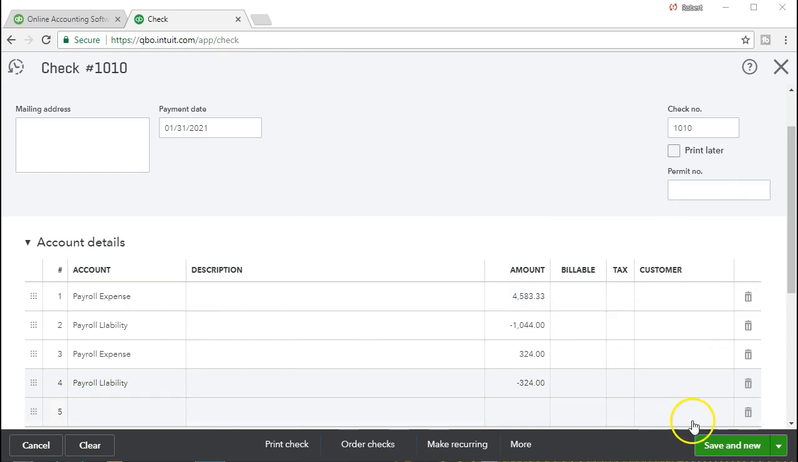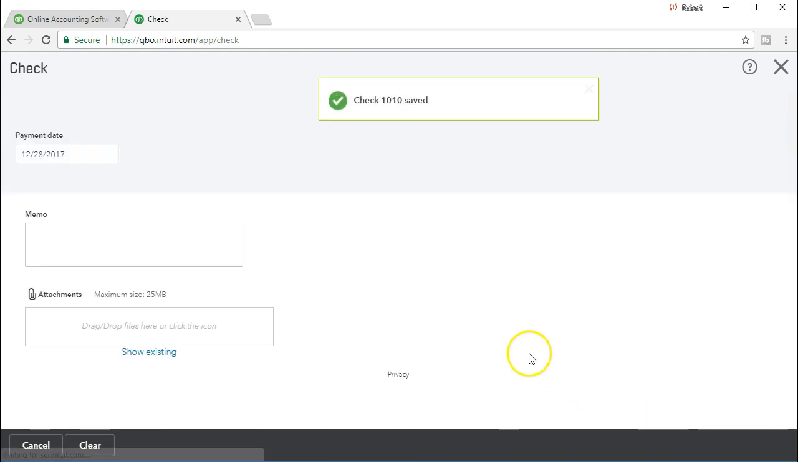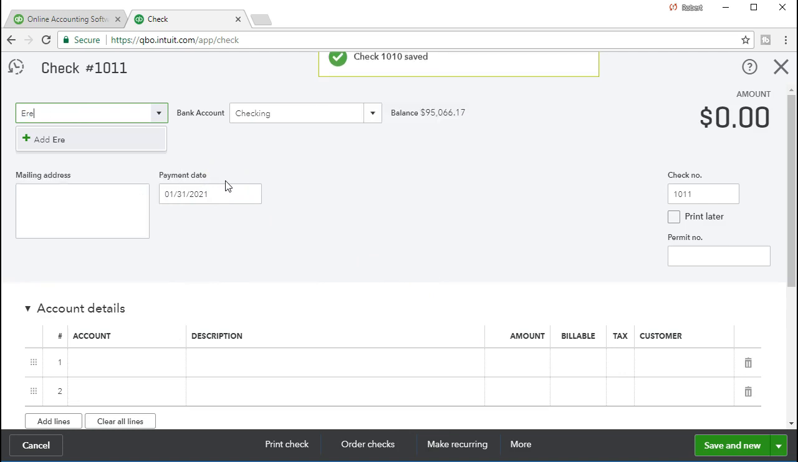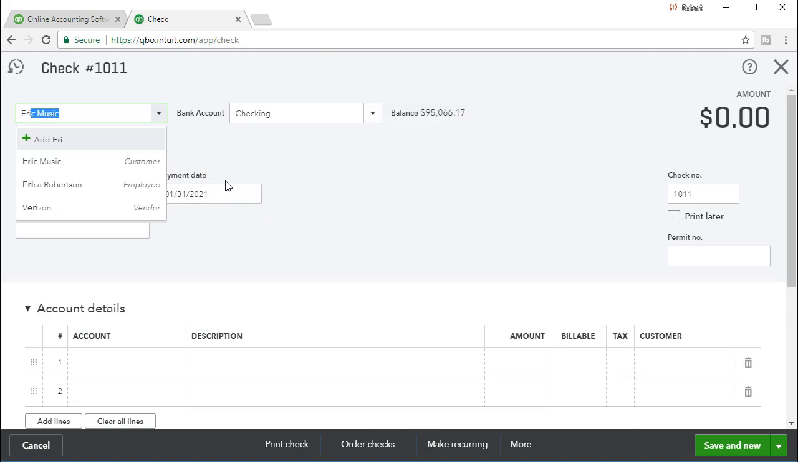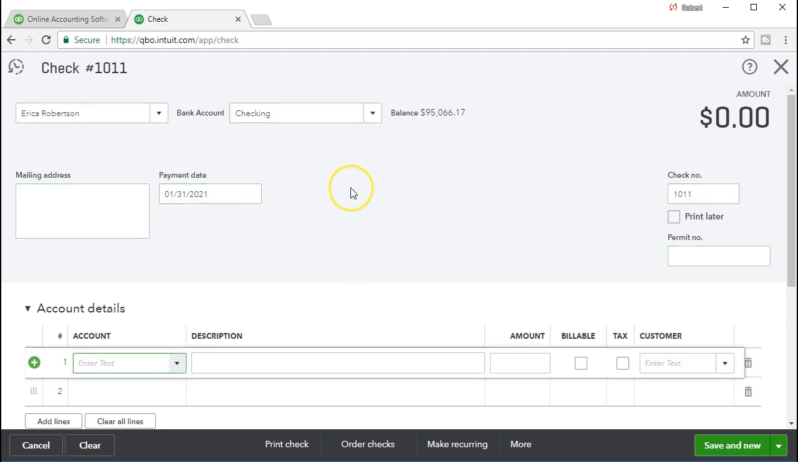So we're going to say save and new, and we'll do this one more time for our second employee, Erica. Save and new. And we'll go through this information again. So now we're going to say Erica Robinson. That's going to be our employee. The checking account and the date's correct. That's correct. We're just tabbing through this whole thing.